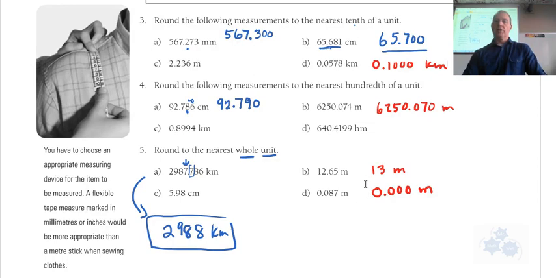And as I just mentioned, this one's a bit of a tricky one, D, because if you look at this number, is it closer to 0 or 1? And because this is so small, you look at the 0 and you look at the 0 to the right of it, and you'd have to keep it at 0. So it's closer to 0 whole units.